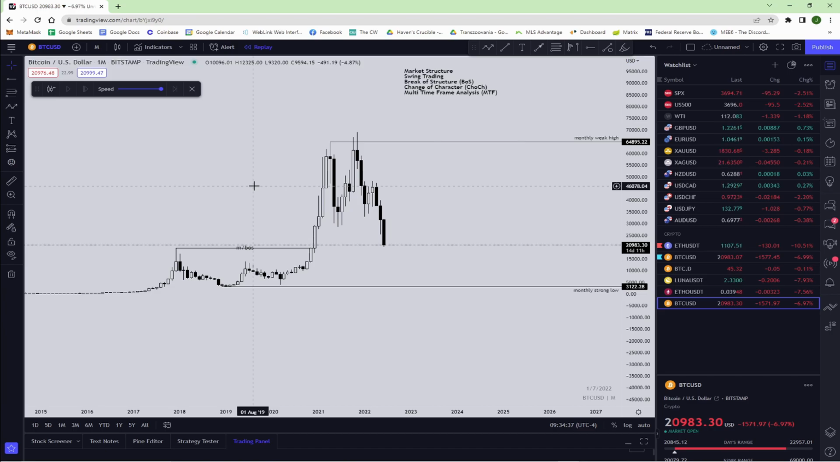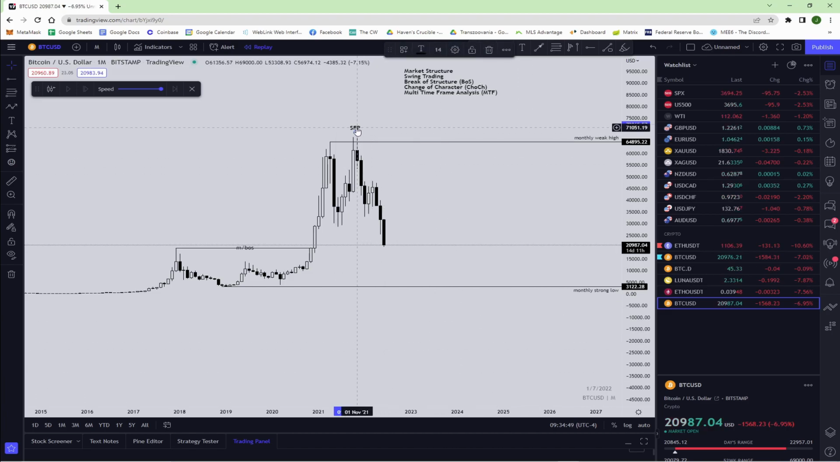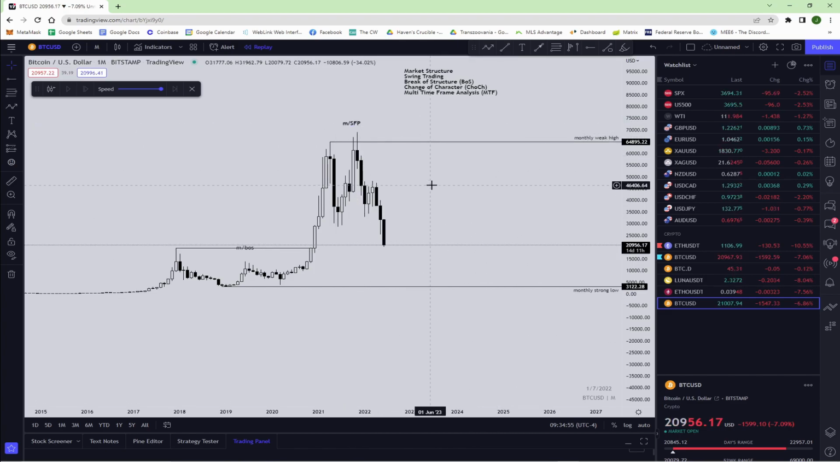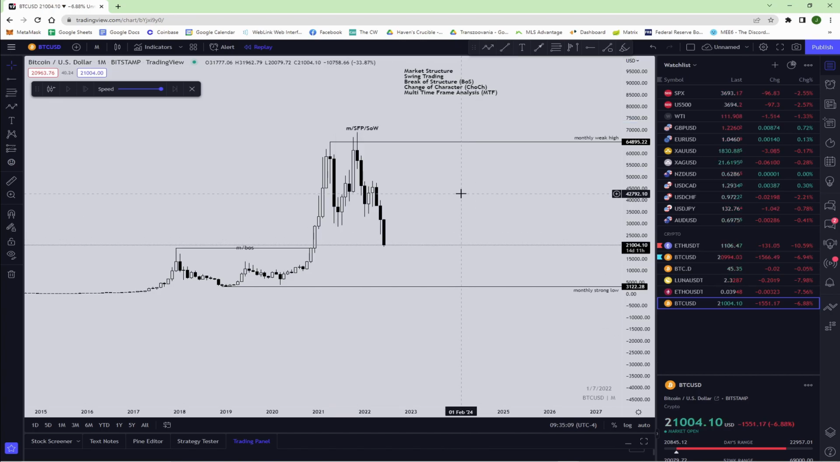So, what happened here? This, my friends, is what we call an SFP. An SFP is a swing failure pattern. That's a monthly SFP. What ended up happening is we wicked this line, but we didn't close above it. That is a major sign of weakness in the market. We can put that here too. This almost always means price is going to head back down. It doesn't mean it's going to go down forever, but this pretty much always means that price is going to go back down.